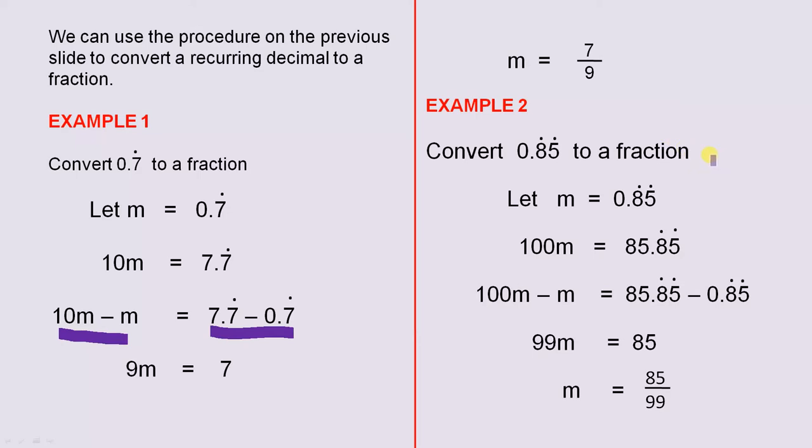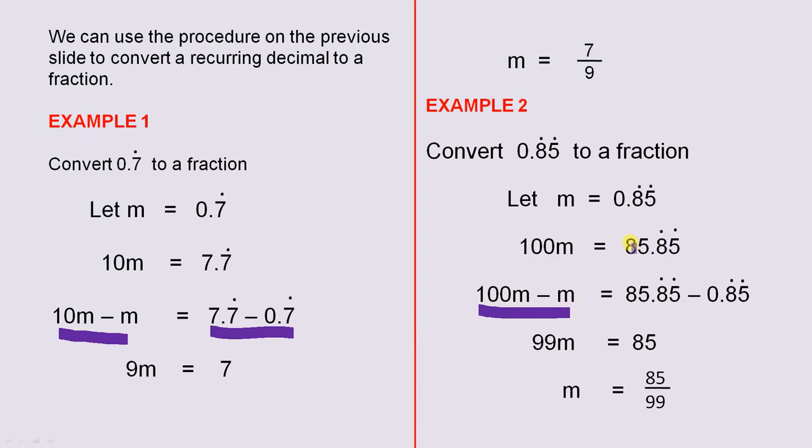Example 2. Convert 0.85, where the 8 and the 5 keep repeating, to a fraction. So let m equal that decimal. Therefore 100m equals that number there. Now we do the subtraction. 100m minus m is here.